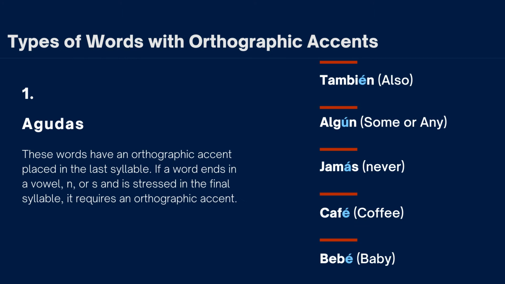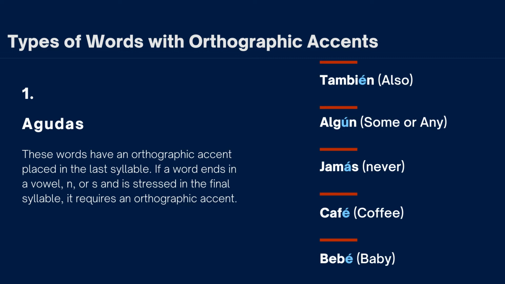Now, regarding the types of words with orthographic accents, we have 4 types. And the first one is agudas. These words have an orthographic accent placed in the last syllable. If a word ends with a vowel, an N, or S, and is stressed in the final syllable, it requires an orthographic accent. Some examples of these are también, also.